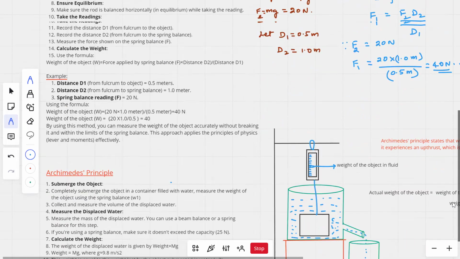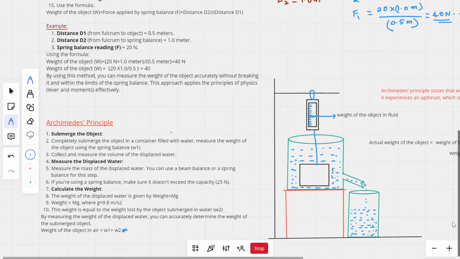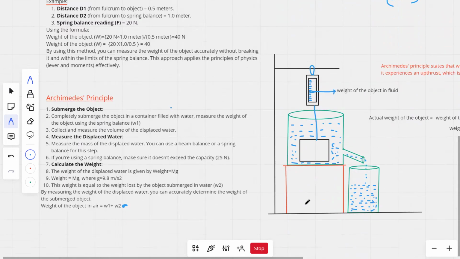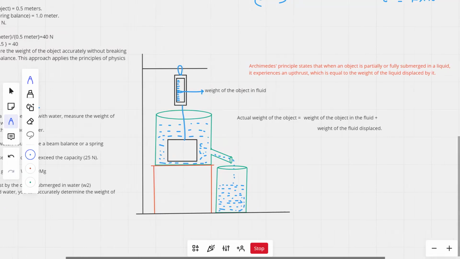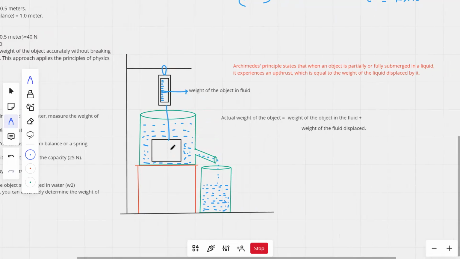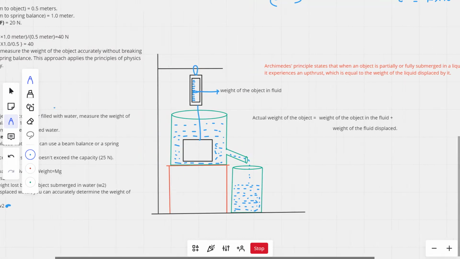Next one is using the Archimedes principle. Okay. So what is the Archimedes principle? You know the Archimedes principle. According to Archimedes principle, when an object is partially or fully submerged in a liquid, it experiences an upthrust which is equal to the weight of the liquid displaced by the submerged object.